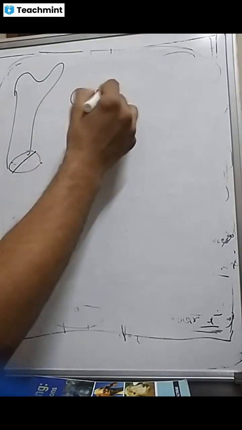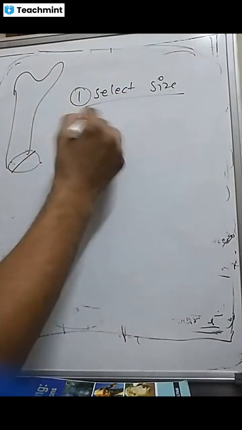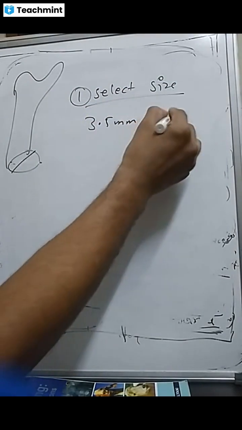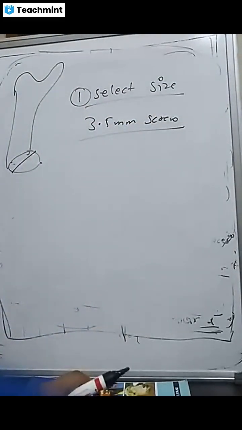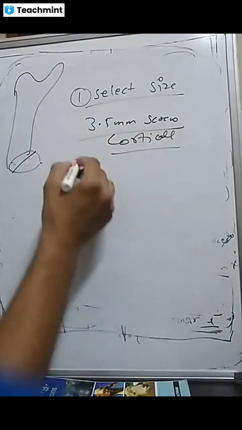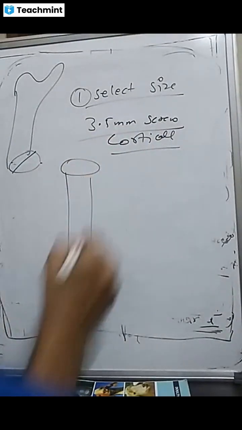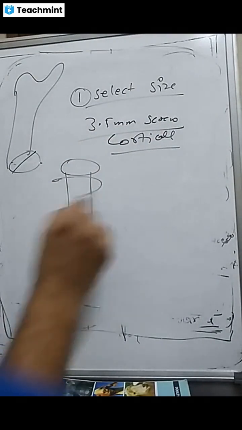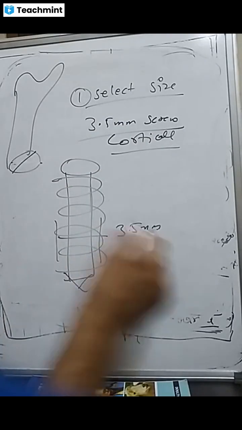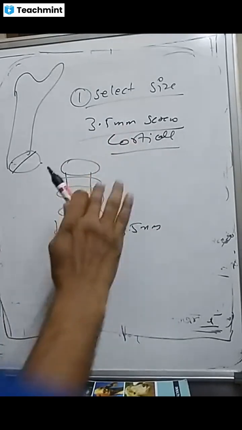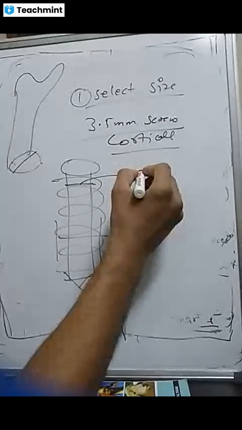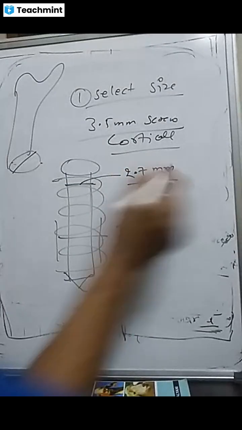Then select the size. For example, a 3.5 mm cortical screw. Okay. If we look at the screw, it has two types of diameter. This outer one, obviously, is 3.5 mm. This shaft diameter is 2.1. This one.